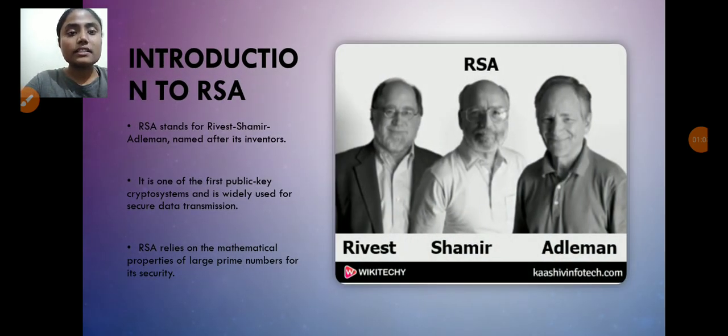Introduction to RSA. RSA stands for Rivest Shamir Adleman, named after its inventors. It is one of the first public key cryptosystems and is used widely for secure data transmission. RSA relies on the mathematical properties of large prime numbers for its security.